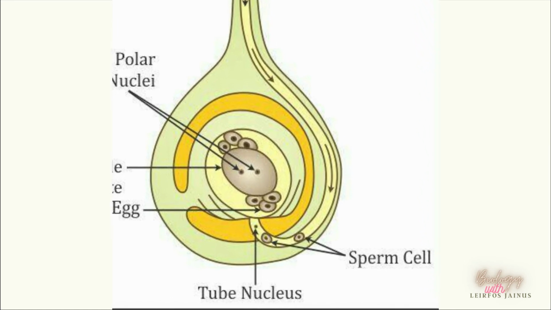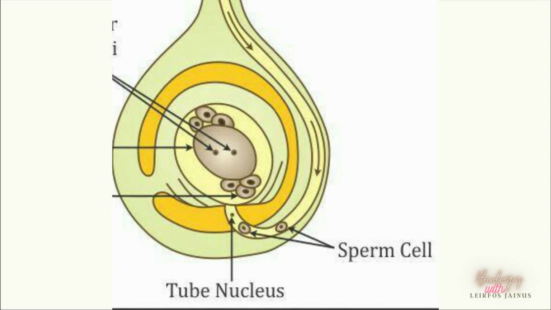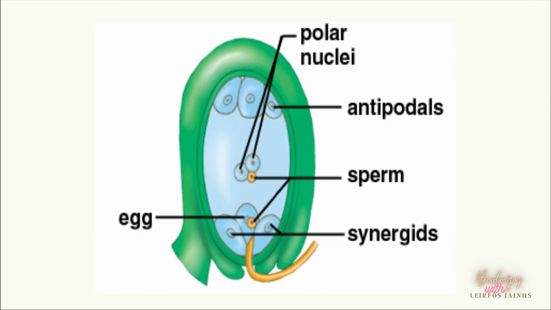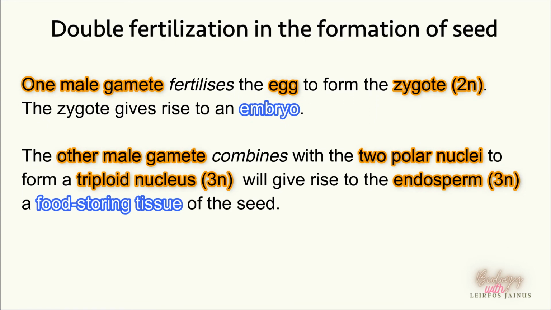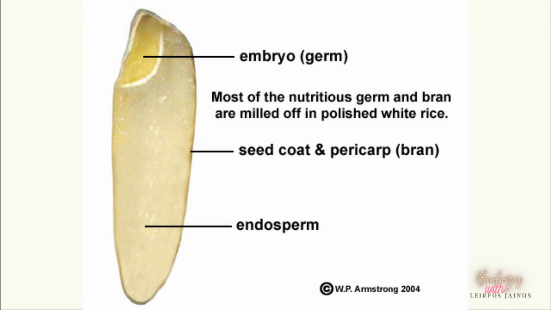Within the embryo sac, 1 sperm will fuse with the egg to form a zygote that later will develop into an embryo. The other male gamete will fuse with 2 polar nuclei to form a triploid nucleus that will form the endosperm, the food storing tissue of the seed.